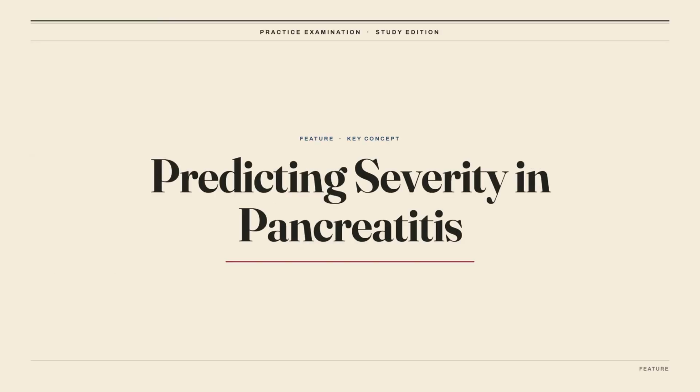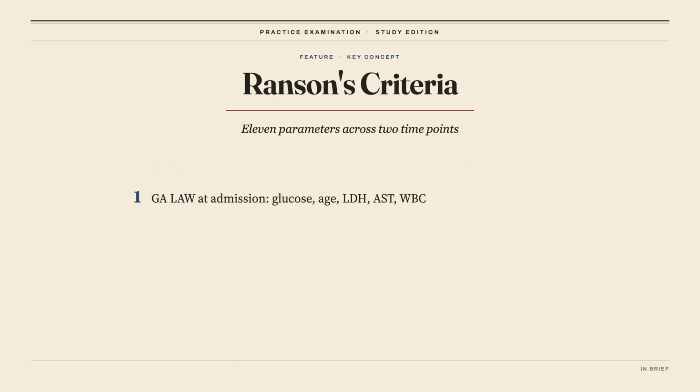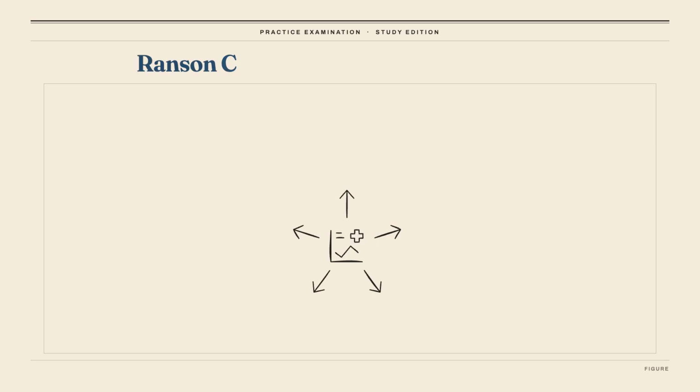Most patients with acute pancreatitis recover with fluids and time, but a minority progress to necrosis and organ failure. Sorting these two groups in the first 48 hours is exactly what severity scoring systems were built to do. Ranson's criteria use 11 parameters. Five at admission form GA LAW and 6 more at 48 hours form C-HOPS. The more criteria a patient accumulates, the higher the predicted mortality.